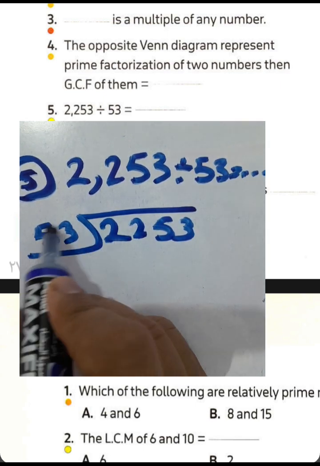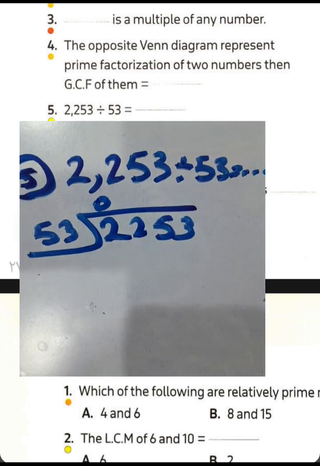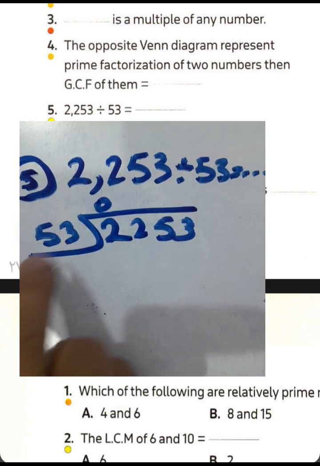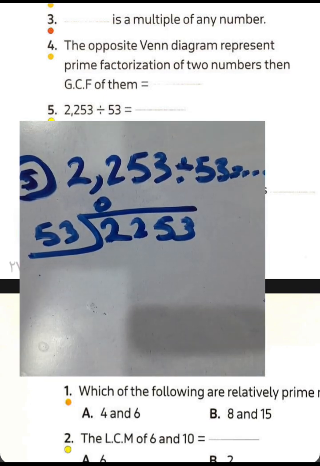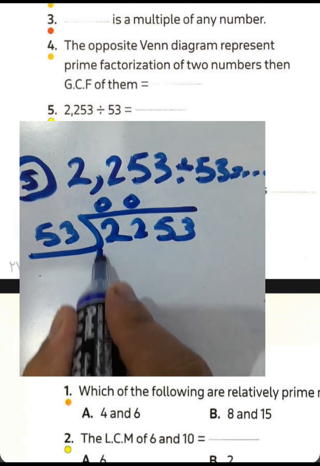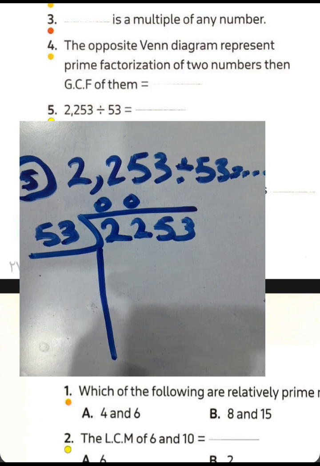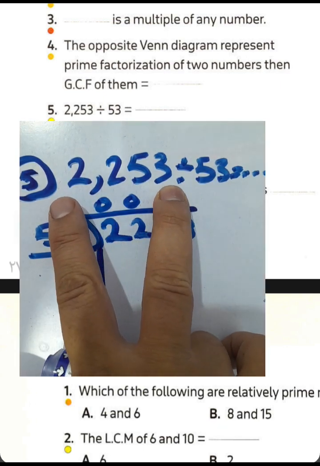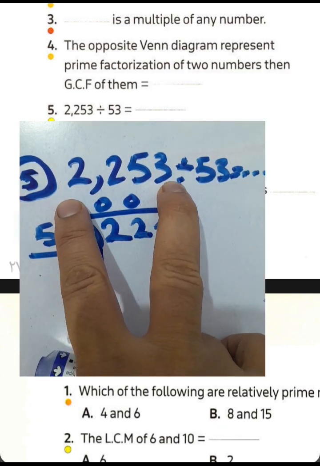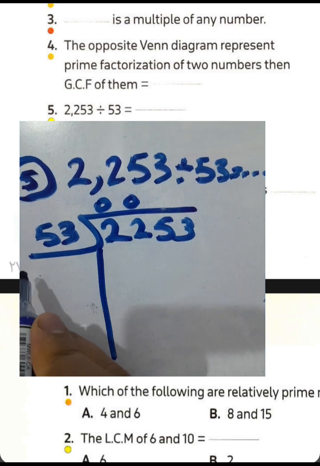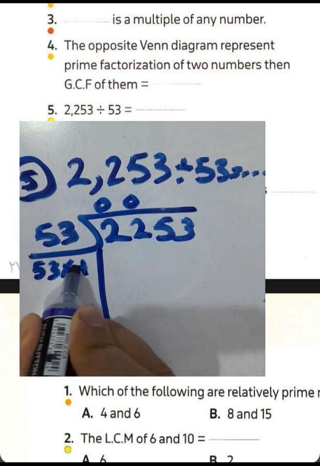2 divided by 53, we can't do it. We must put 0 because 2 is less than 53, and 22 is less than 53. And 225 divided by 53, we can divide digit by digit. 22 divided by 5 equals 4. Then we write 53 multiplied by 4.